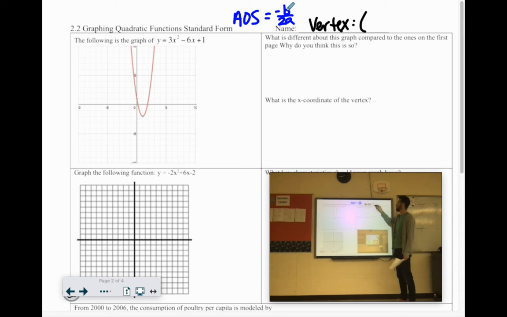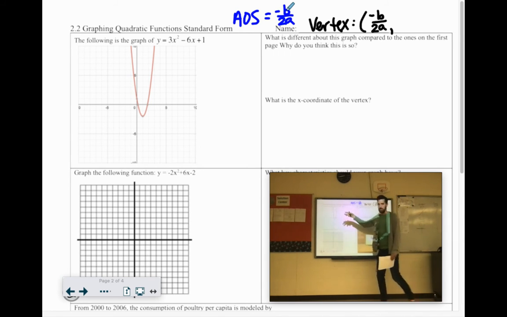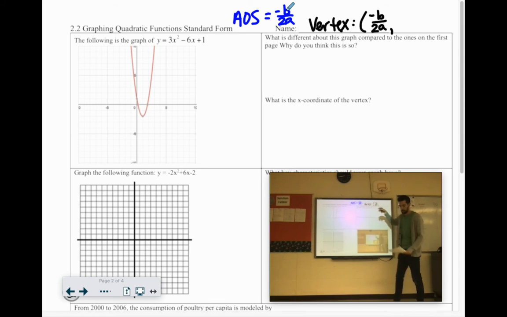The x-coordinate is -b over 2a, and the y-coordinate would be a function of that, meaning you're substituting that back into the equation. So we write f of -b over 2a.